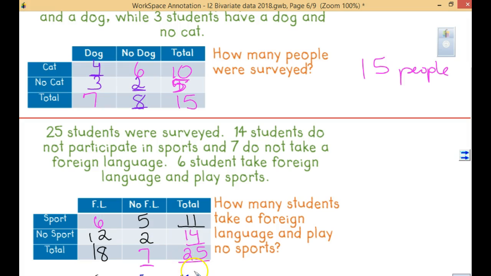And our last missing one was 2. And the question said, how many students take a foreign language and play no sport? We should have had 12 students take a foreign language and do not have a sport. Okay? So when we look at our information, this is how we are going to be looking at it.